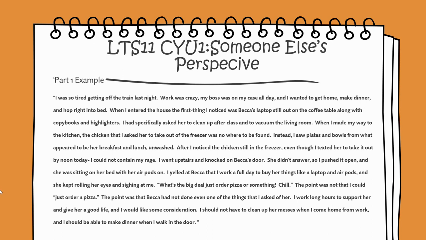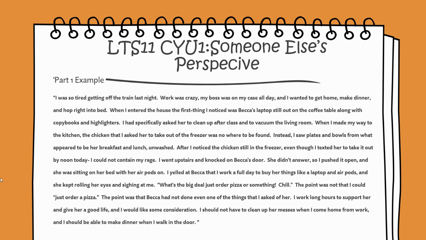So this is an example of a mother and her daughter's arguments. This is from the mother's perspective. I was so tired getting off of the train last night. Work was crazy. My boss was on my case all day, and I wanted to get home, make dinner, and hop right into bed. When I entered the house, the first thing I noticed was Becca's laptop still out on the coffee table, along with copybooks and highlighters. I had specifically asked her to clean up after the class and to vacuum the living room. When I made my way to the kitchen, the chicken that I asked her to take out of the freezer was nowhere to be found. Instead, I saw plates and bowls from what appeared to be her breakfast and lunch unwashed. After I noticed the chicken still in the freezer, even though I texted her to take it out by noon today, I could not contain my rage.